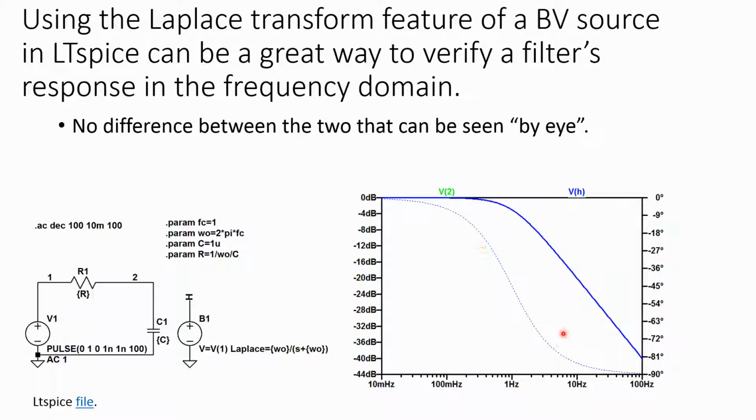You run it for an AC analysis, and you can see that this voltage and this match so well that you can't tell. Now you could subtract these two signals to see how well they're matching, but if you can't tell the difference at this level, when you go to build the circuit, you certainly won't notice a difference. You can get the LTspice file there.